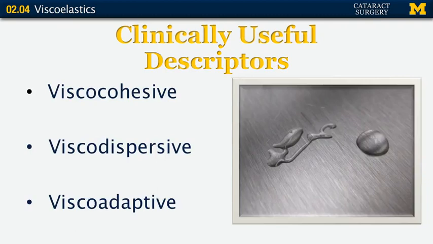Enough rheology, let's talk actually about some clinically useful descriptors with respect to viscoelastics. So a viscocohesive substance is a highly viscous substance, basically through intermolecular interactions, entanglement, and intramolecular bonds. A viscodispersive substance has a low molecular weight, so it would have lower intra and interchain reactions and a lower surface tension and low pseudoplasticity. A viscoadaptive viscoelastic is going to have both of those properties.